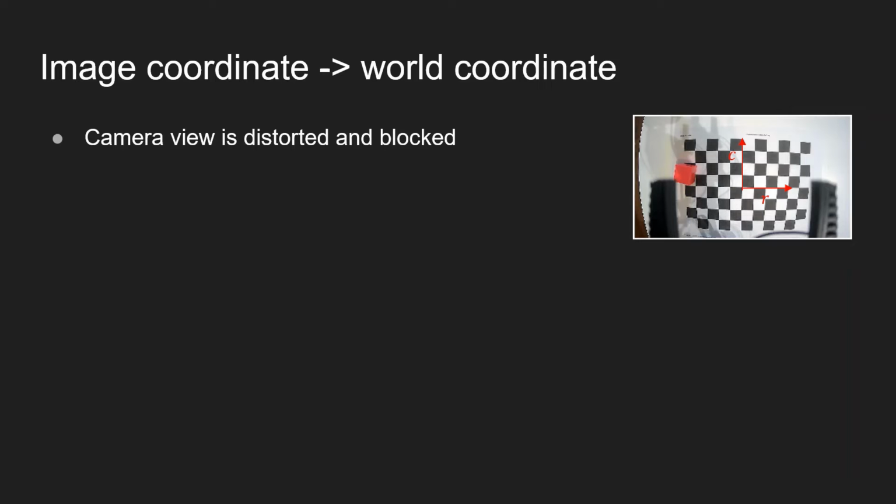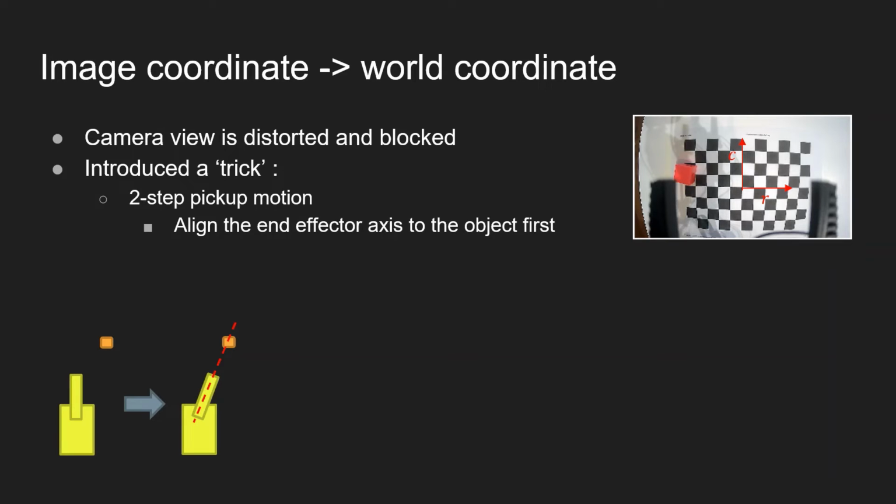The first thing to do is conversion from the image coordinate to the world coordinate. One challenge here is that the view of the selected camera is distorted and blocked by the end effector, which requires two-dimensional nonlinear calibration. To avoid that, I introduced a trick here, which is called Two-Step Motion.